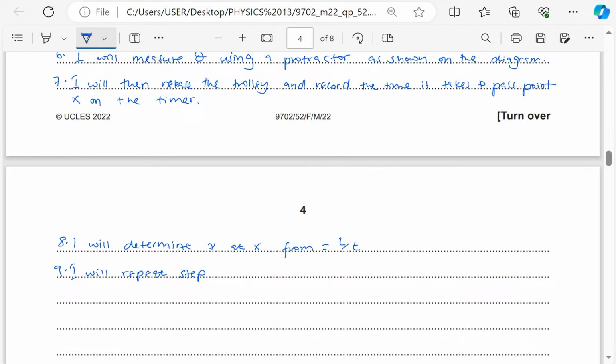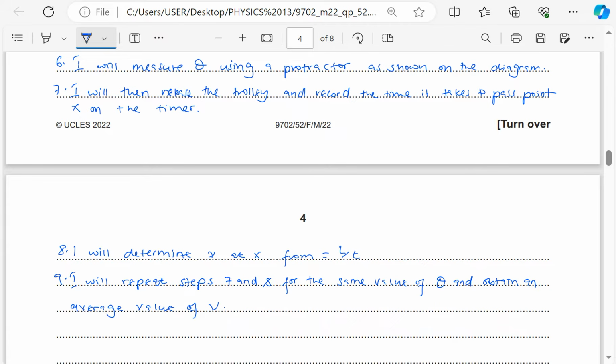I will repeat steps 7 and 8 for the same value of theta, and then I obtain an average value of V. So I'll repeat step 7, where I release the trolley and record the time it takes to pass point X, and in step 8 I determine V from L divided by T, or V equals L over T.